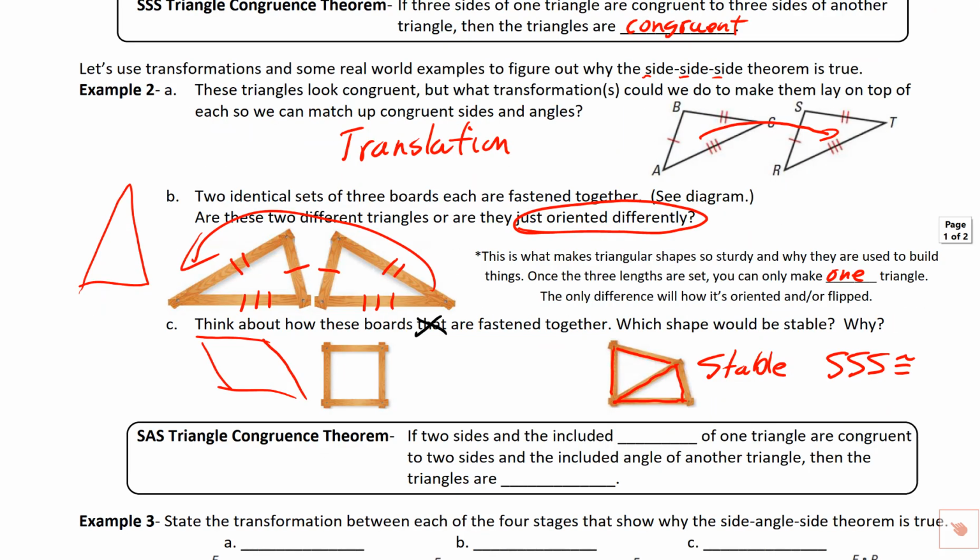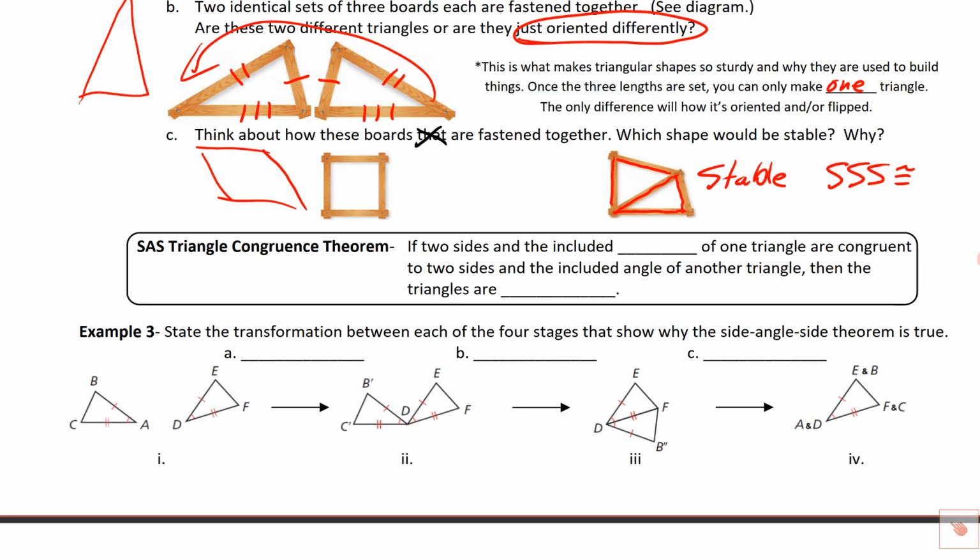Okay, let's come down here and take a look at the next one. This is the side angle side triangle congruence theorem. So SAS stands for side angle side. And what we mean here is if two sides and the included angle, so notice we've got a side, an included angle, and then another side, of one triangle are congruent to two sides and the included angle of another triangle, then the triangles are congruent. Let me just spell that the right way. Congruent.